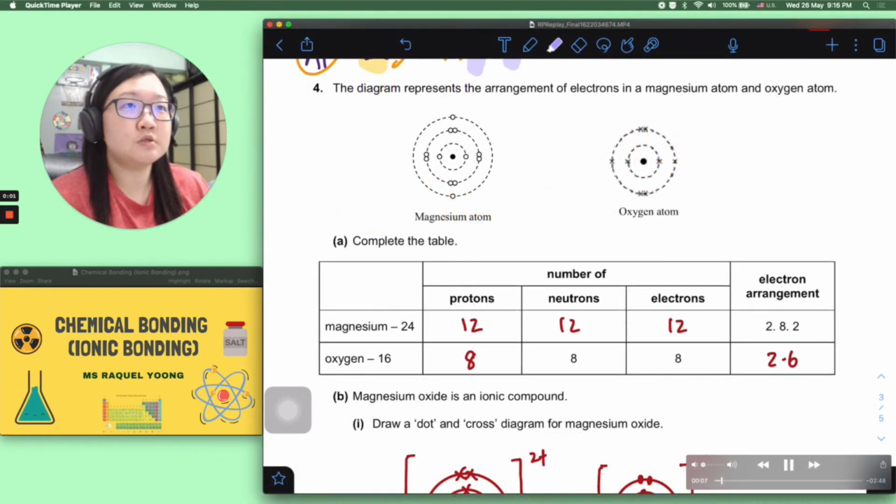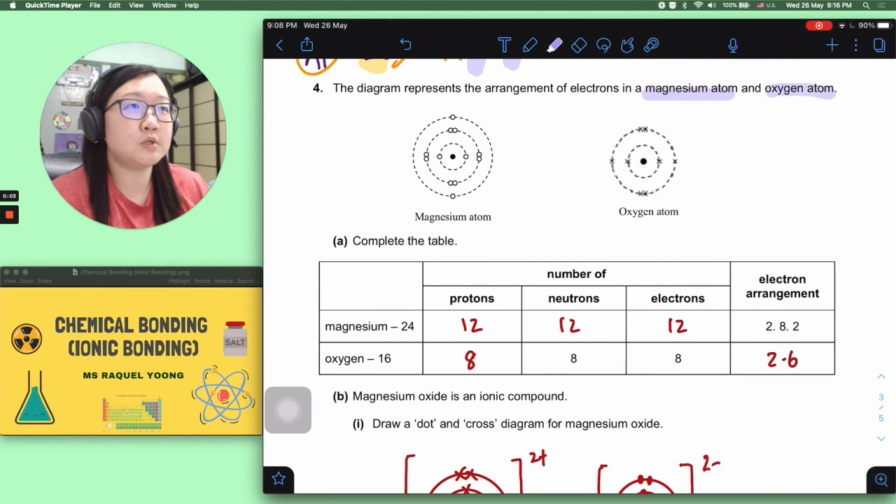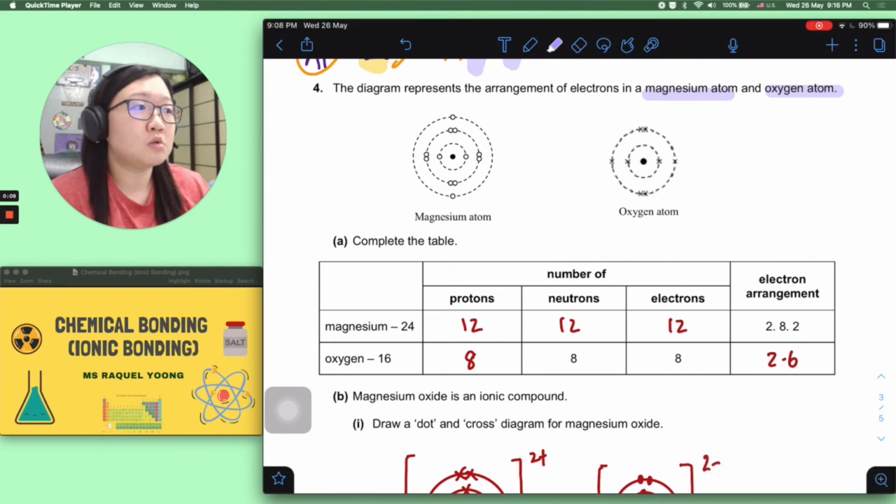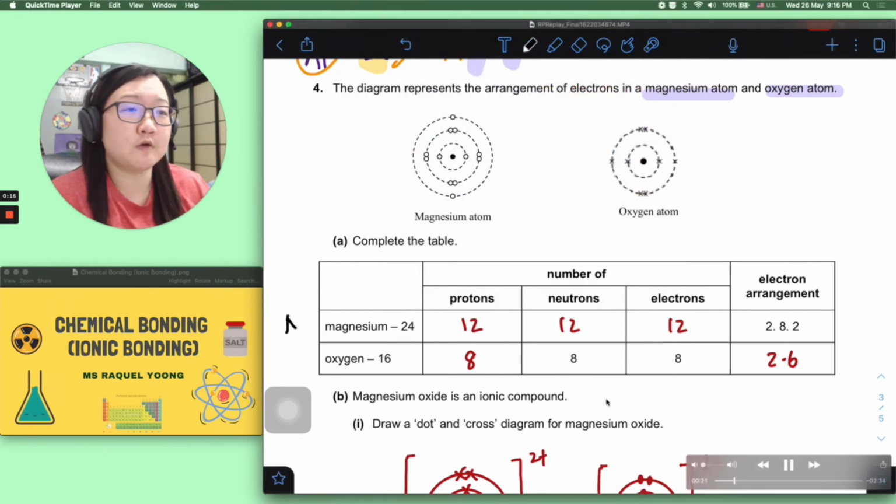Now let's look at question 4. We have a diagram that represents the arrangement of electrons in magnesium atom and oxygen atom. Since we're talking about the element itself, we can definitely refer to the periodic table of elements. In part A, they tell you this is magnesium 24, so the nucleon number is 24 and the proton number doesn't change, right? So it's 12 for magnesium.